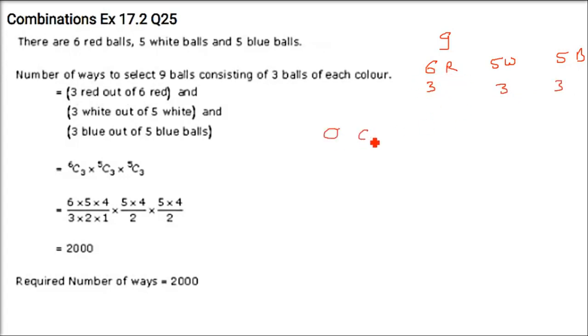So see, I'm taking an example. Forget 9 right now. If you have only 3 balls, one has to be red, one has to be white, one has to be blue. If you select 6, it should be 2 red, 2 white, 2 blue. So you have to select 3 from 6, so 6C3. You have to select 3 from 5, 5C3. Now 3 from 5, 5C3. Principle of multiplication, multiply them. 2000 will come.